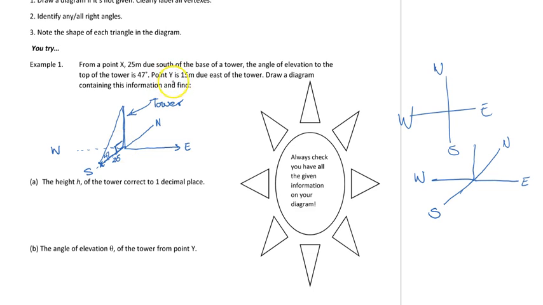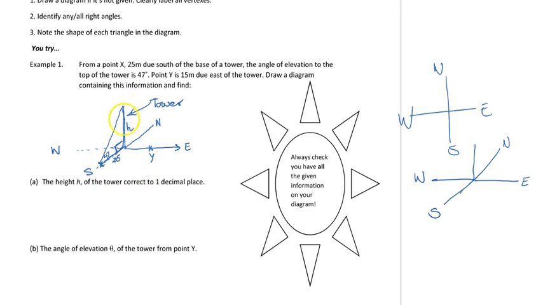Then it talks about point Y is 15 metres due east of the tower. So we've got Y on the due east. Draw a diagram showing this information. So we've got that. And A says find the height H of the tower correct to 1 decimal place. Now, remember me saying that one of the difficulties, apart from getting a diagram right, is that you might have a triangle without enough information. But actually, I don't think that's going to be the case. The height of the tower correct to 1 decimal place.